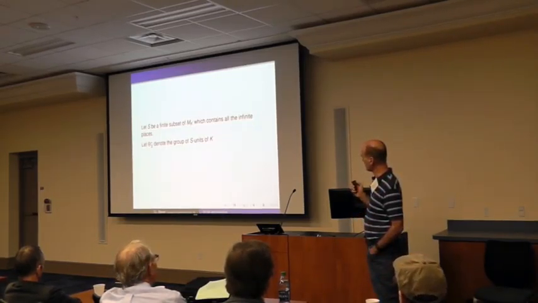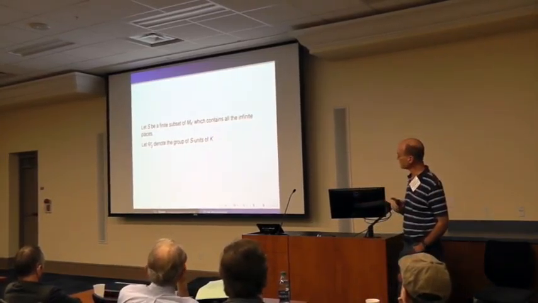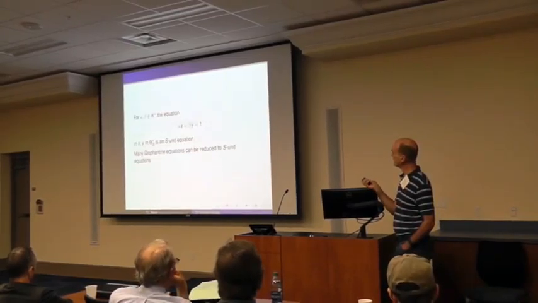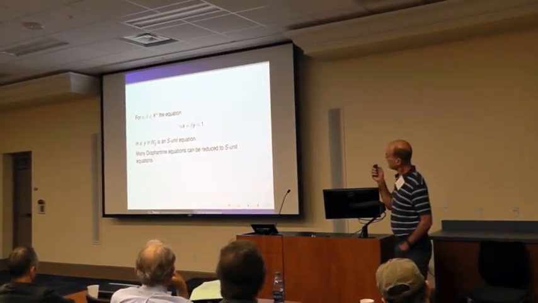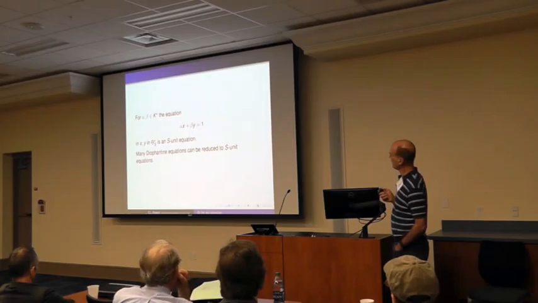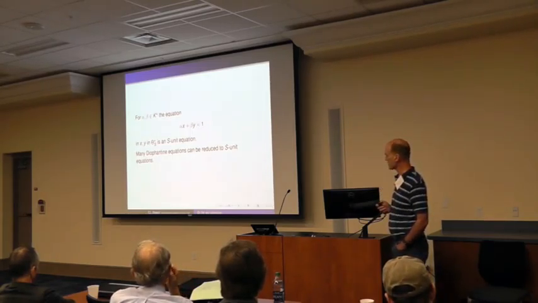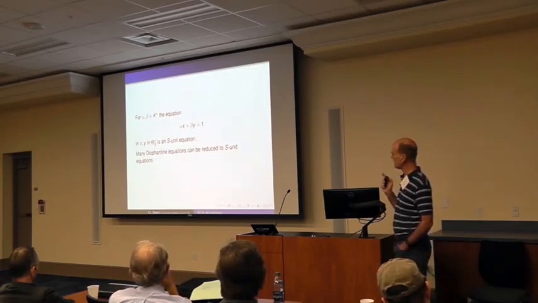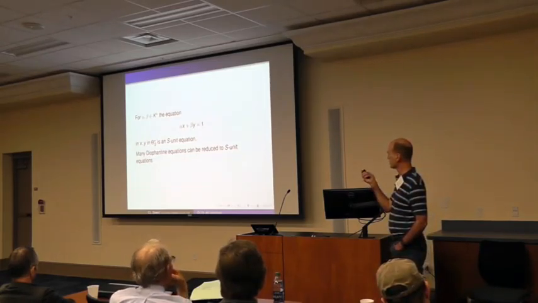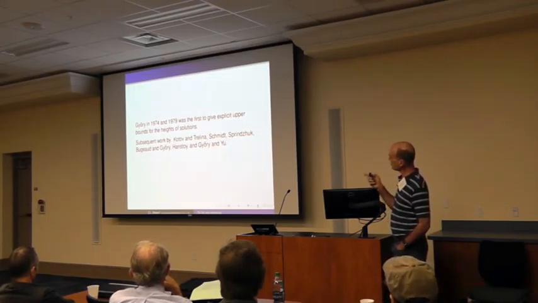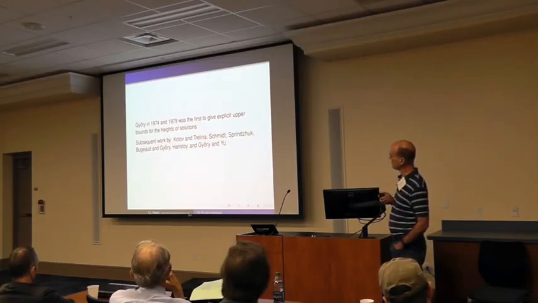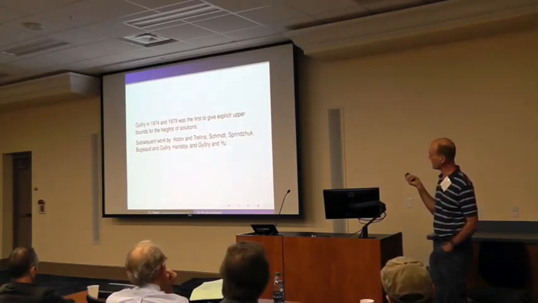Let S be a finite subset of M_K which contains all the infinite places, and O_S star the group of S-units of K. The equation alpha x plus beta y equals 1, with x and y in O_S star, is an S-unit equation. Many Diophantine equations can be reduced to things of this form. So Gyory was able to give an explicit upper bound for the heights of solutions of these. Then I list some of the people who worked on improving bounds subsequently.